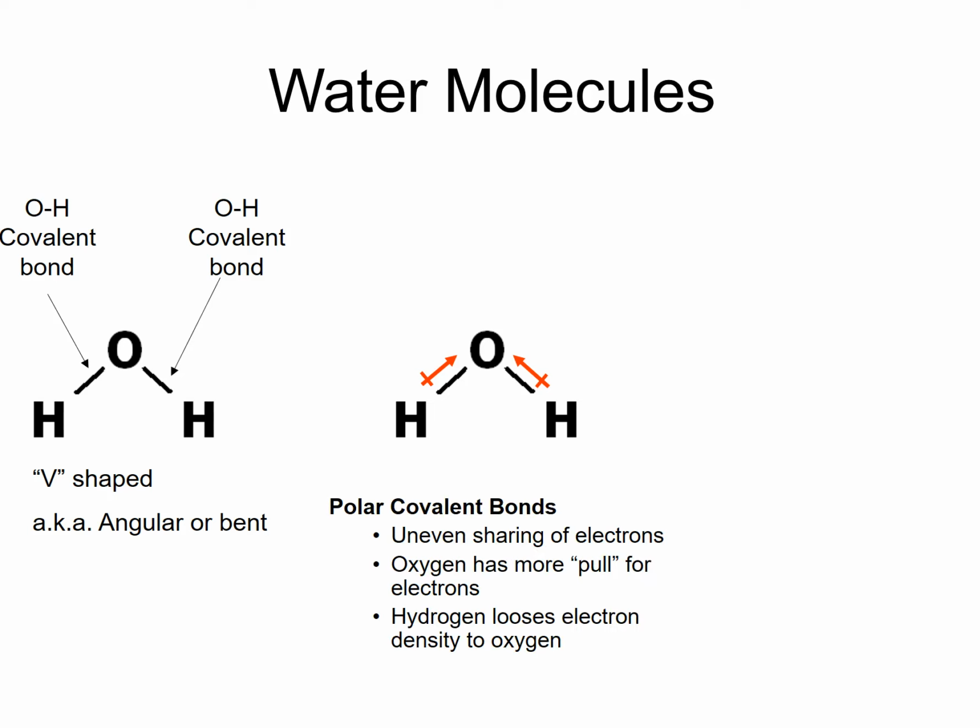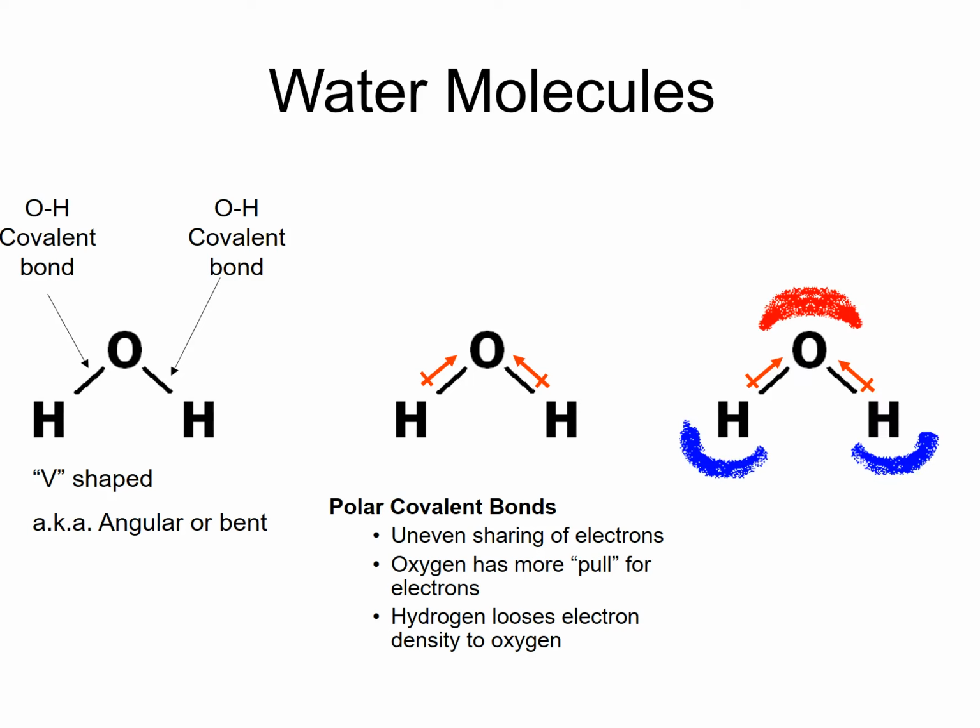We have an uneven sharing of electrons, and oxygen has more pull for these electrons. To summarize, hydrogen loses electron density to oxygen, and this has a very interesting effect. Here, I've tried to suggest with color what happens to the oxygen and to the hydrogens. The oxygen gets the electrons a greater share of the time, and therefore that end of the oxygen becomes negatively charged. That red fuzzy blob at the top is meant to suggest a greater electron density, that is, the presence of electrons more of the time in the case of oxygen.